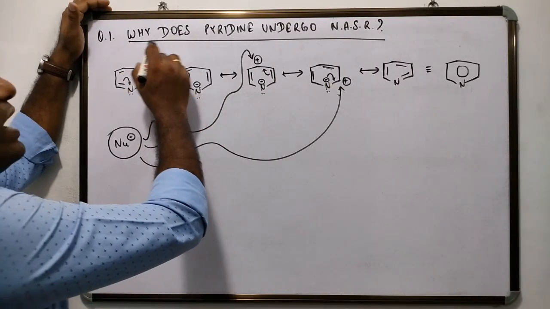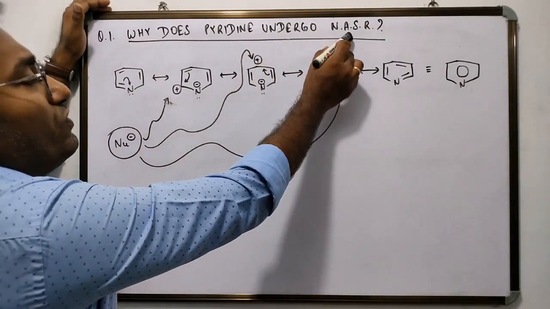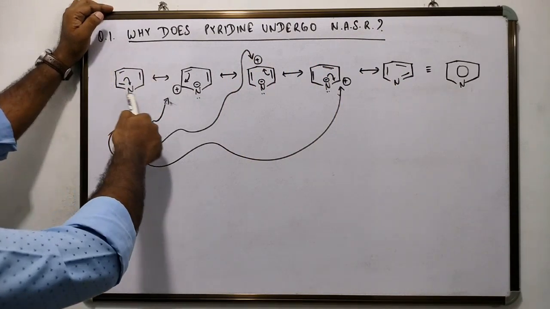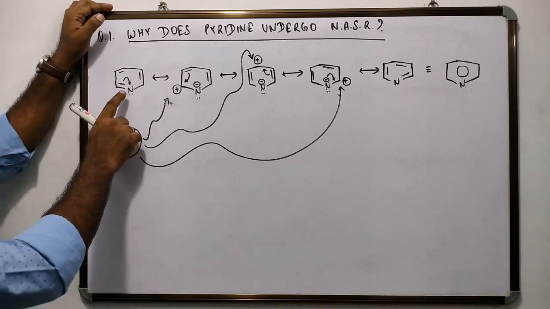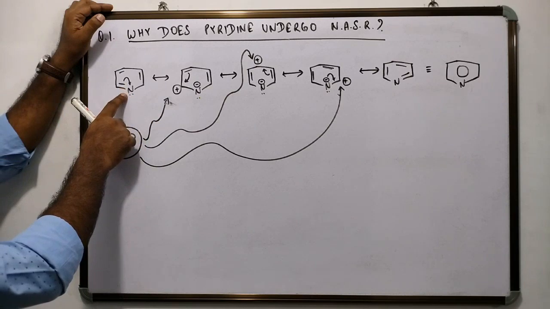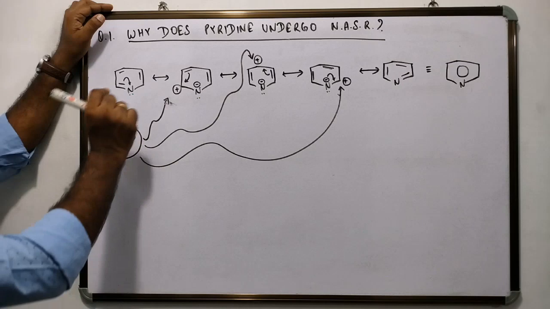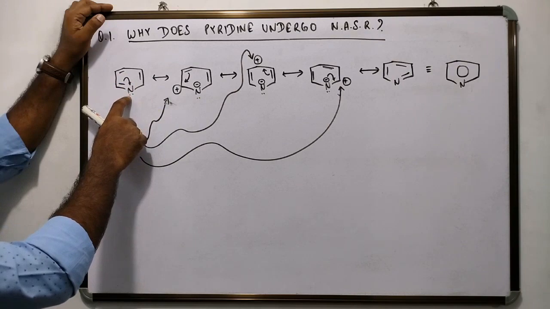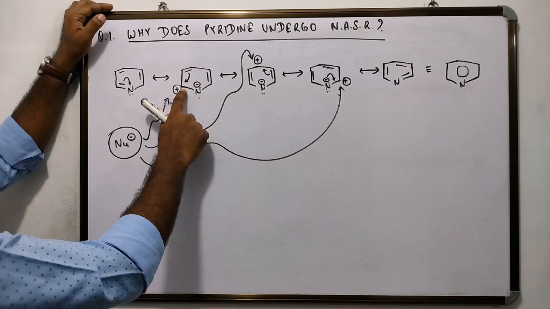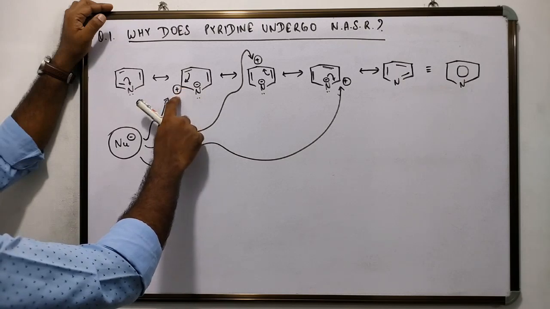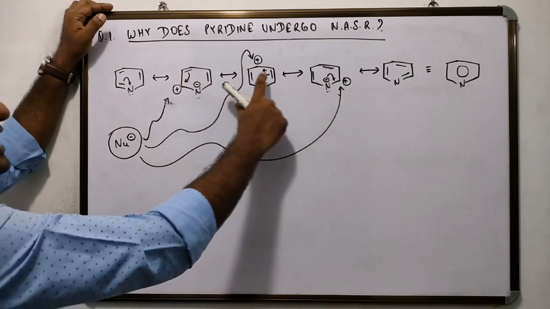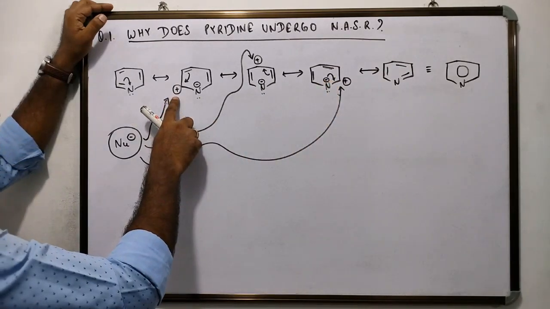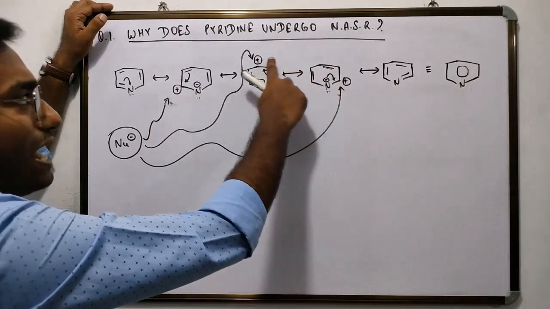Question number 1. Why does pyridine undergo nucleophilic aromatic substitution reaction? Pyridine is an aromatic heterocyclic ring containing the electronegative atom of nitrogen. Nitrogen, because it is electronegative, pulls an adjacently lying electron pair towards itself, making the adjacently lying carbon atom positive in charge.